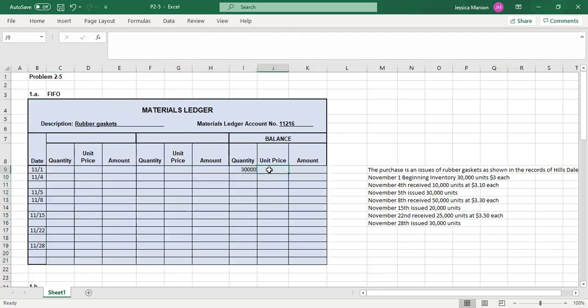Anyway, we have 30,000 units at $3 each. So our inventory is 30,000 units times $3 each, which is $90,000 at that point.